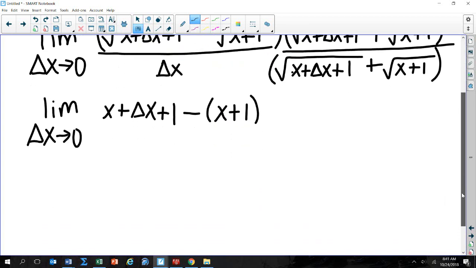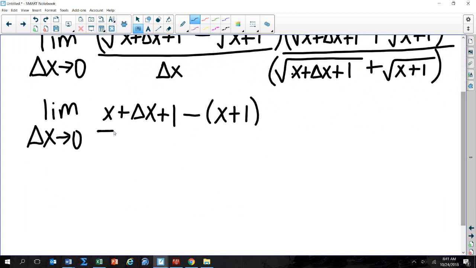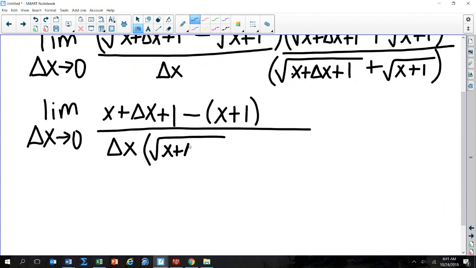Okay. All over this hideous denominator, which, like I said, don't spend time multiplying it out. Just leave a factor. We have delta x, and then we have our conjugate. There's x plus delta x plus 1 plus the square root of x plus 1. Just like that.